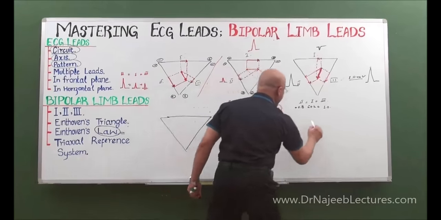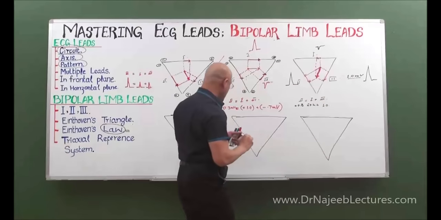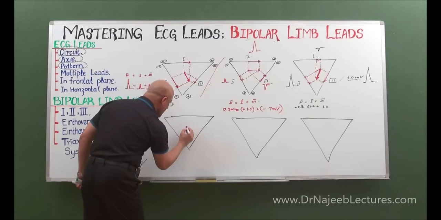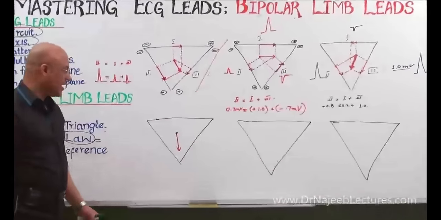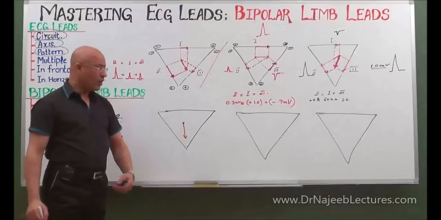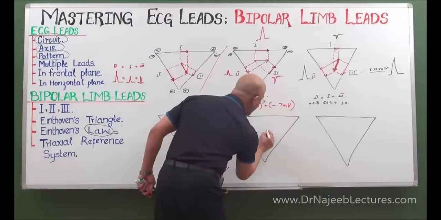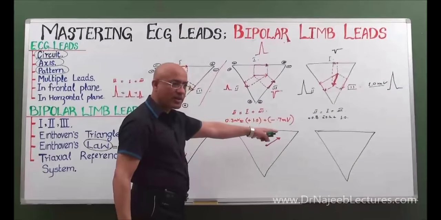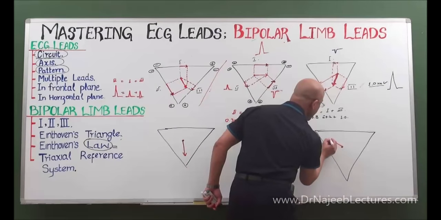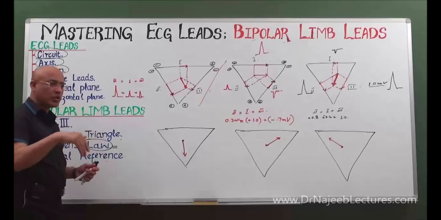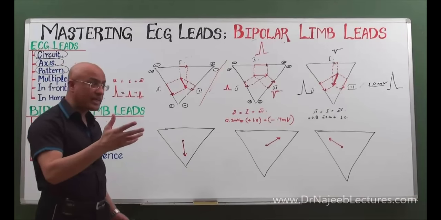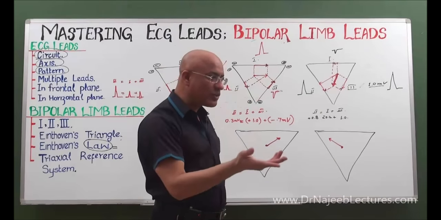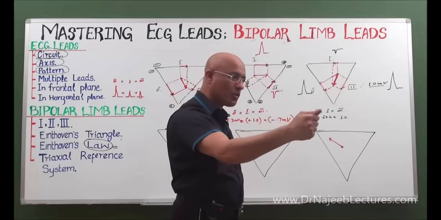I really want to print in your mind how the graphic presentation comes. Now these are three again. Now you imagine the vector is directed purely downward, in this corner, the lower apex of the triangle. Second example I will take, the vector is directed to the left corner of the triangle. Another example, if the vector is somehow directed to this corner, we'll see what the vectorial analysis is, how the voltages which are perceived by the leads are drawn graphically, and eventually Einthoven's law still holds true.